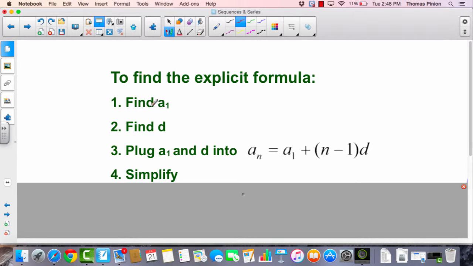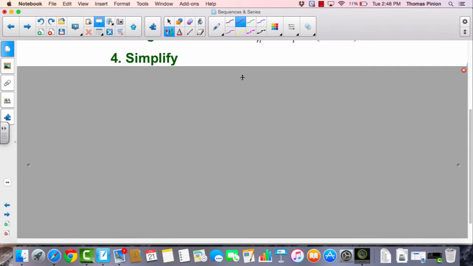Next slide. To find the explicit formula, we must first find A sub 1, our first term. We then find d, our common difference. Then we must plug A sub 1 and d into our explicit formula. And then all we're going to do is simplify it. Okay, so now let's go ahead and look at an example here.